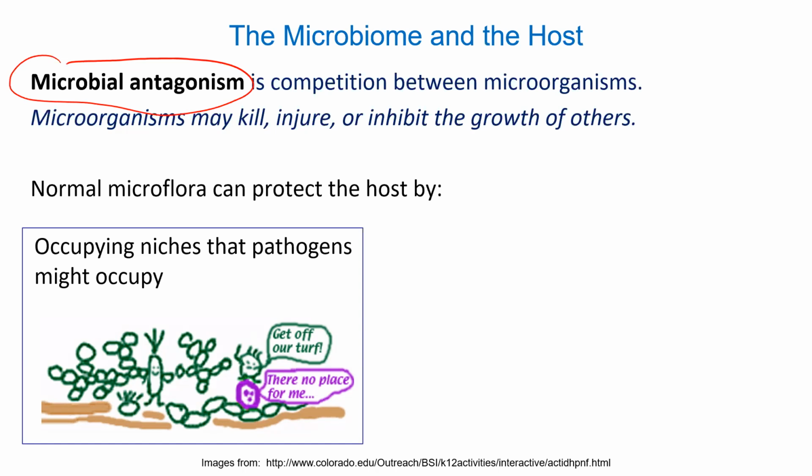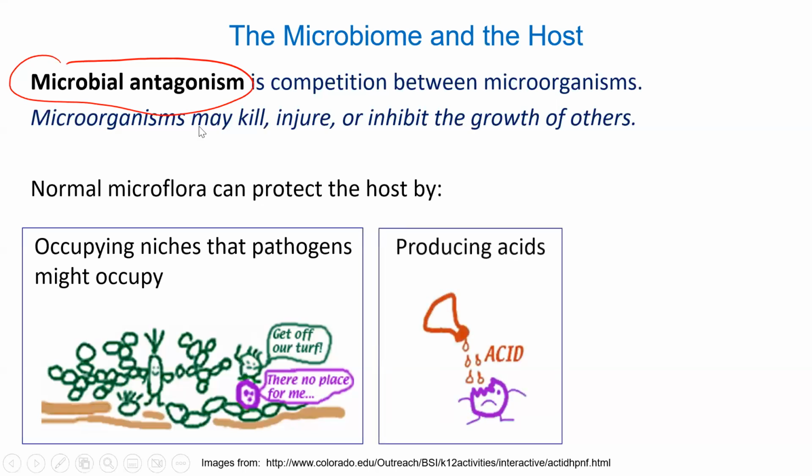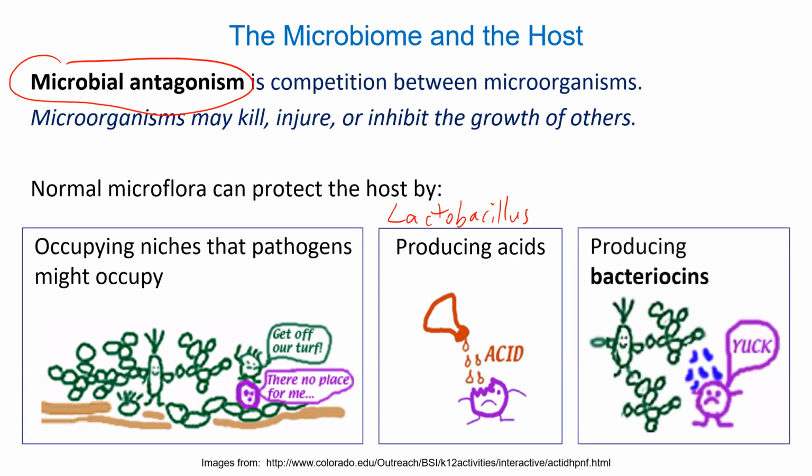And this is why taking antibiotics can make that space available for opportunistic infections. We talked about, for example, yeast infections or Clostridium difficile, which can thrive when the normal microbiota are killed off by antibiotics. Some of these microorganisms produce acids. I mentioned the lactobacillus in the vagina is a good example. I'll just write that here. It produces acids and makes that environment a little acidic, so that other organisms can't live there. A lot of these microorganisms also produce specialized chemicals.